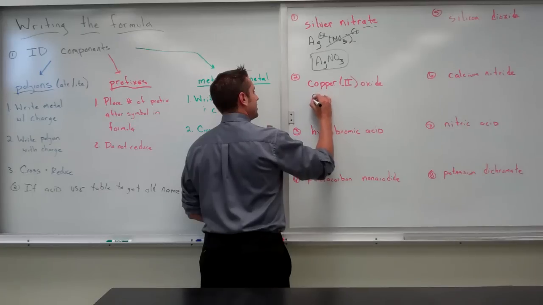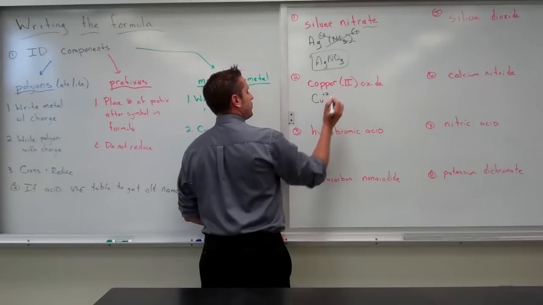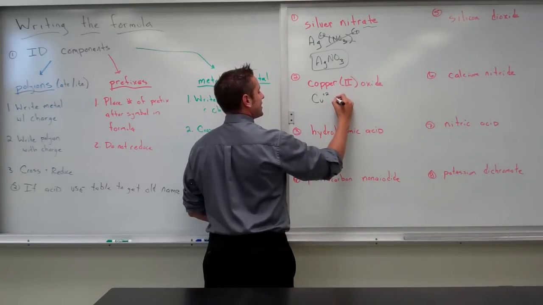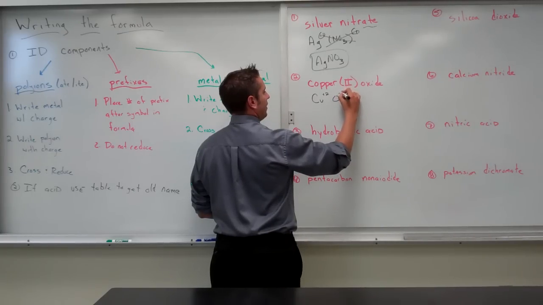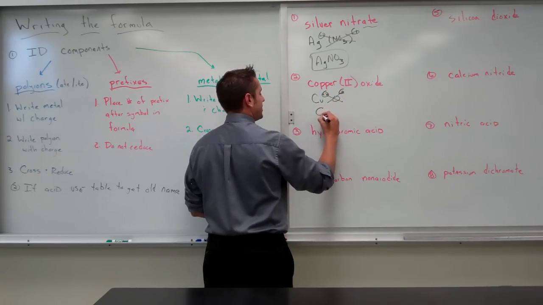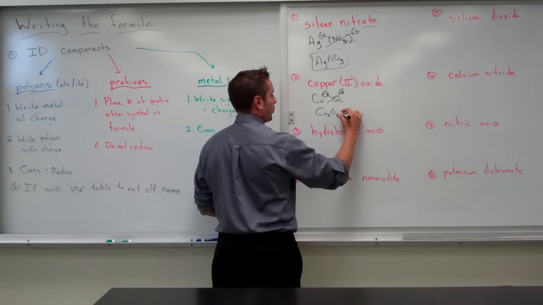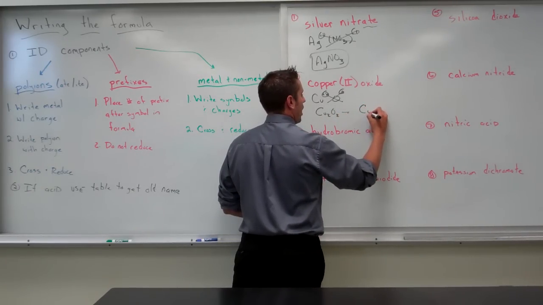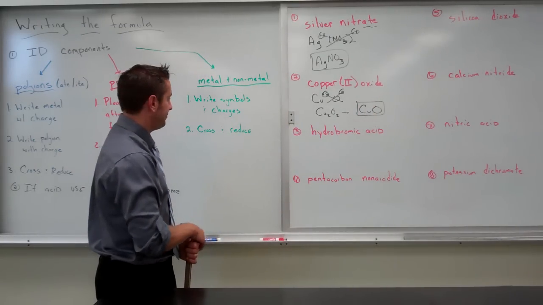Copper's symbol is Cu. The Roman numeral tells us it has a charge of +2. Oxide is oxygen. It's in group 16. It's a -2. Cross those down, you get Cu2O2. And then these 2's will reduce. So copper 2 oxide's formula is CuO.